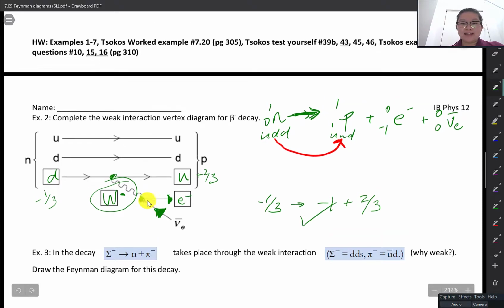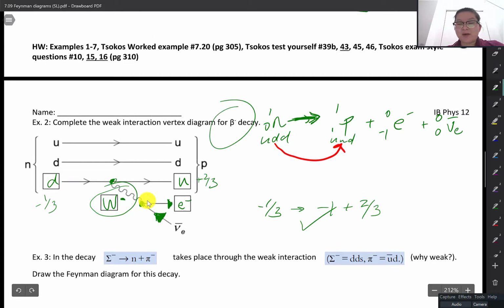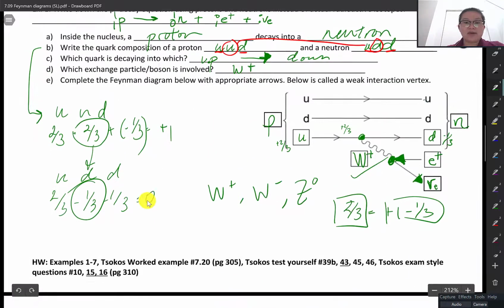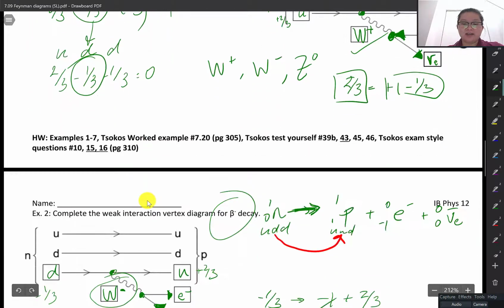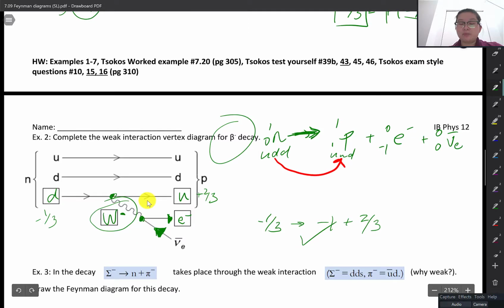It works hand in hand with the type of decay: beta minus decay has the W minus, and for beta plus, we have the W plus boson mediating that. Okay, so there you go. These are the two beta decay equations. I highly recommend that you know how to do these very well.